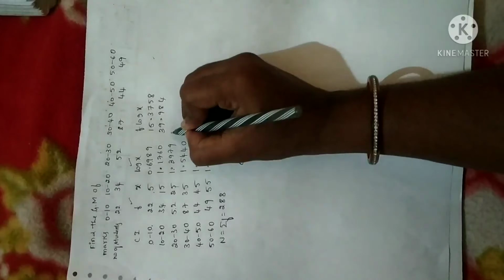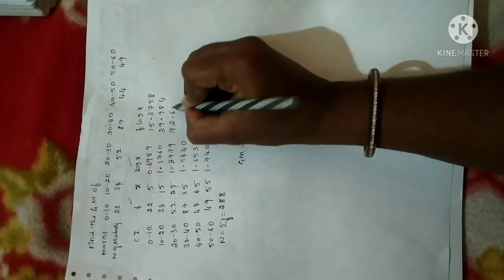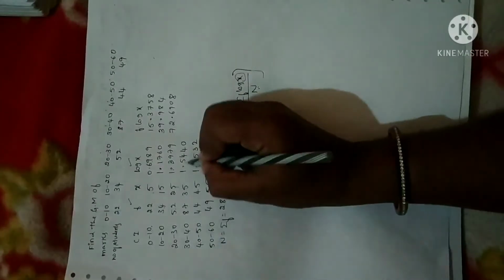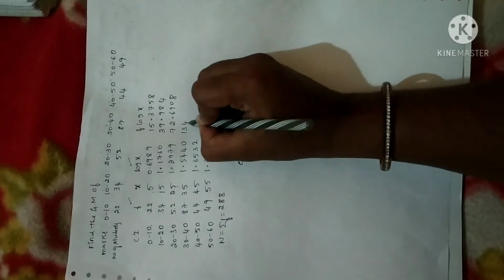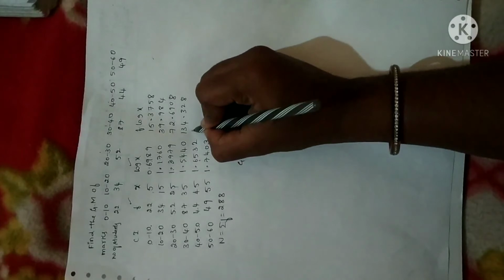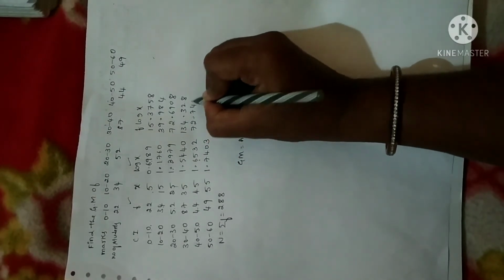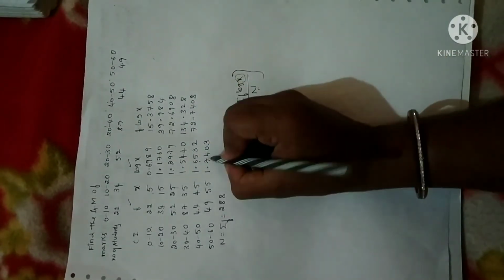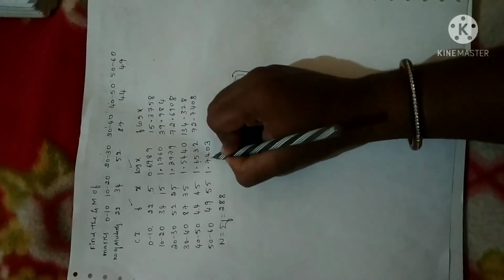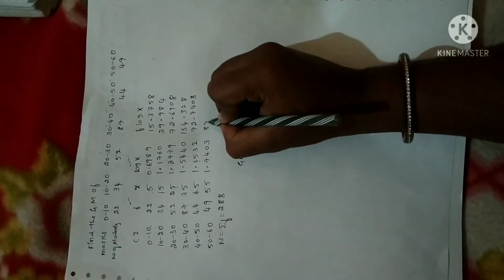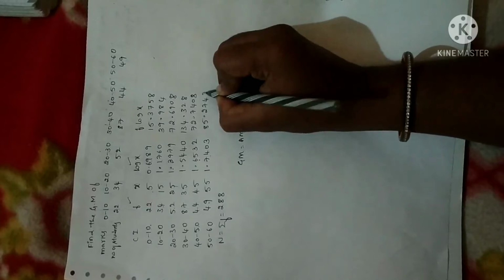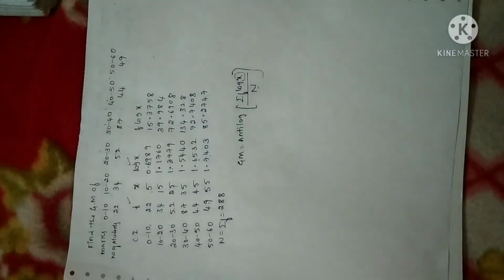52 into this value is 72.6908. Similarly, 87 into this value is 134.328. 44 into this value is 72.7408. Please use a calculator to multiply. 49 into 1.7403 is 85.2747. So when you multiply this column with this, I have obtained f into log x.